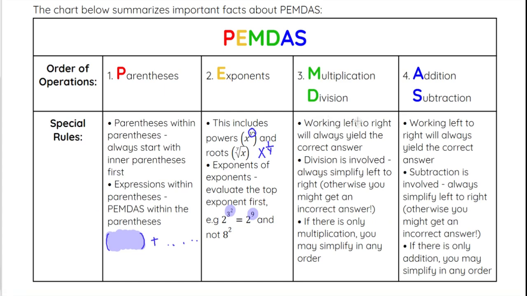Multiplication and division, like I said, you're going to work left to right on that. And same for addition and subtraction. I do want to point out for division, if division is involved, you always simplify left to right. Otherwise, you might get an incorrect answer. But if there is ever just multiplication, you can simplify that in any order. So if I have just a bunch of numbers being multiplied, remember, because of the commutative property, or depending on how you look at it, the associative property, I can change the order.